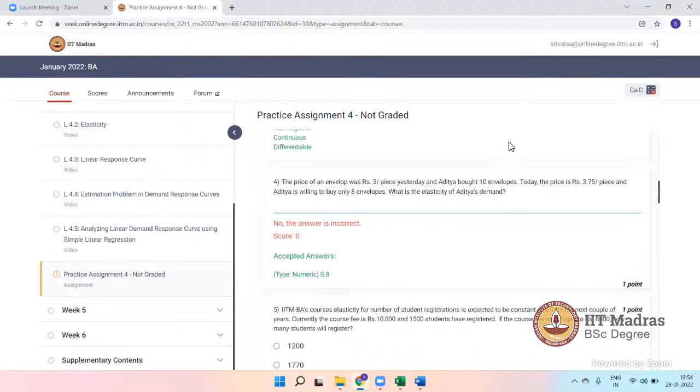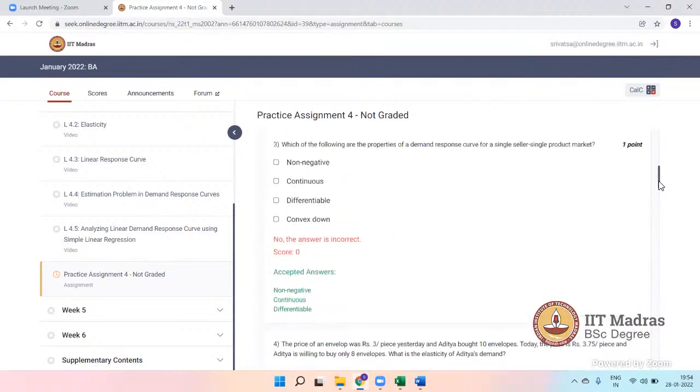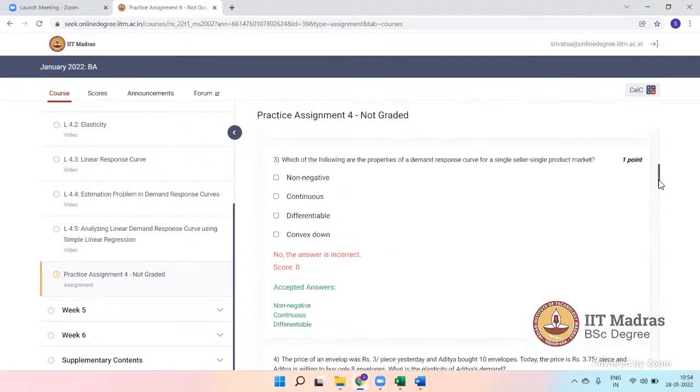Someone else was asking. The question I was referring to is just here. If you could scroll up, question 3. Question 3 I was asking: which of the following are the properties of a demand response curve for a single seller, single product market?